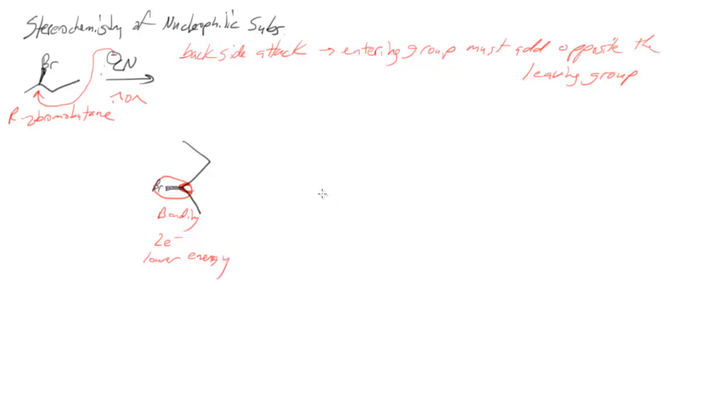So if I'm going to draw it, I could draw the 2 atoms, carbon and bromine, come together in 2 possible ways to form a sigma bond. One way it's lower energy, and that is the electron density is between the carbon and the bromine nuclei. And this is called a bonding orbital. So this would be a sigma bond.